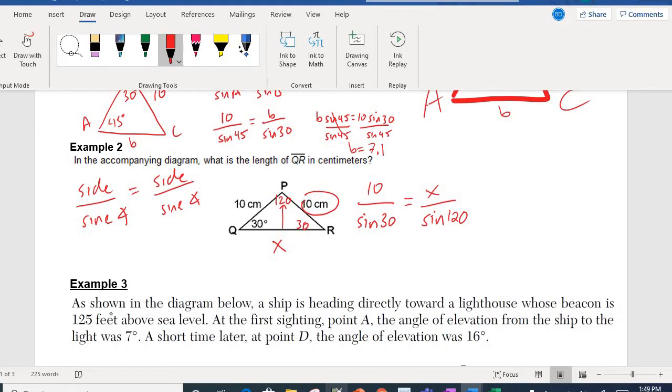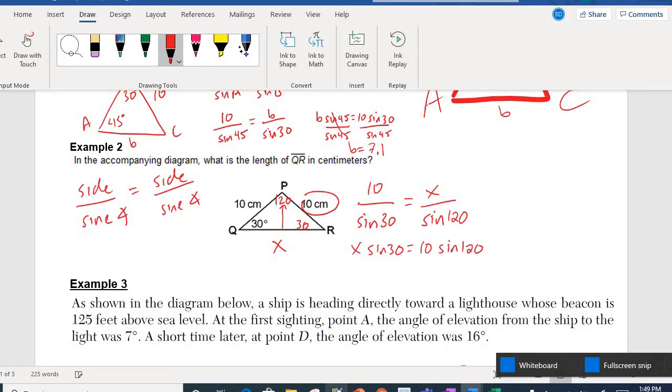All right, here we go. We're going to cross multiply. I'm going to write x sine 30 is equal to 10 sine 120. I'll divide by the sine of 30. All right, and what do we get?